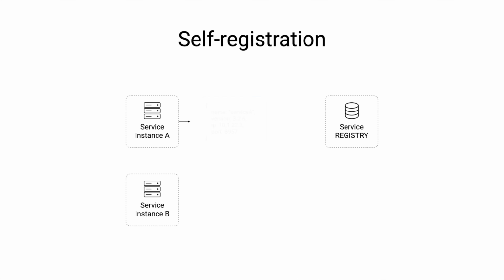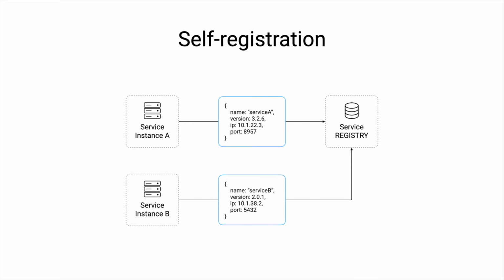The first one, which is by far the easiest, is self-registration, as it puts a service in charge of managing its own registration by directly connecting to the registry. However, this approach couples the service to the registry, as the registration logic code must be implemented in each service.